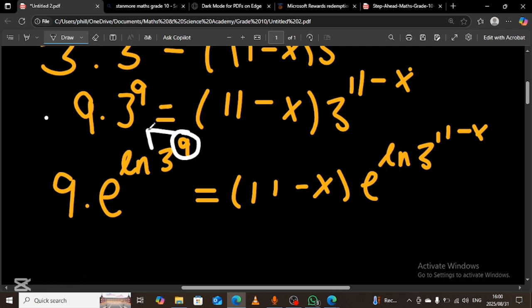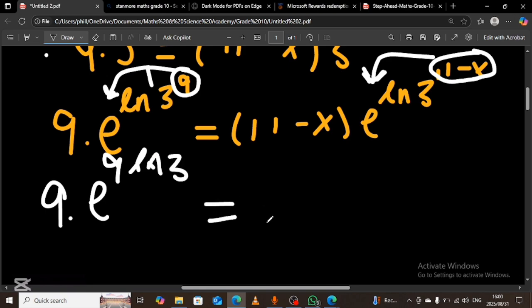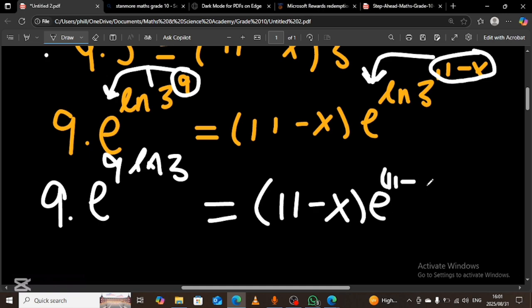And then, using the laws of logarithms, we can take this 9 and put it at the beginning of the ln, and also 11 minus x can be placed at that side. So let's get into that. We can rewrite this as 9 times e to the power of 9 ln 3. And the same thing applies on the right hand side: equals 11 minus x, and then e to the power of 11 minus x ln 3.